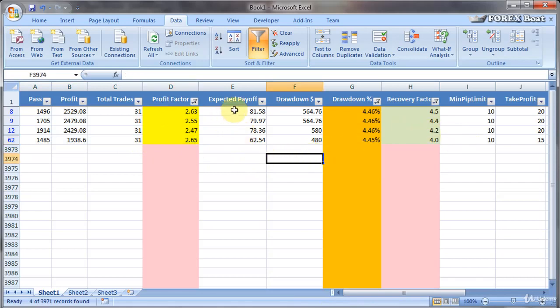And as you can see, the expected payoff here is very good. It's around the $60 or $80 mark, so that's per trade. Net profit per trade, profit factor is great, drawdown is very low, recovery factor is great. And it took us less than 5 minutes to come up with these 4 results out of 3,971 records. And that just shows how you can very quickly get rid of all this manual work and just come up with the best results by analyzing your optimization output.